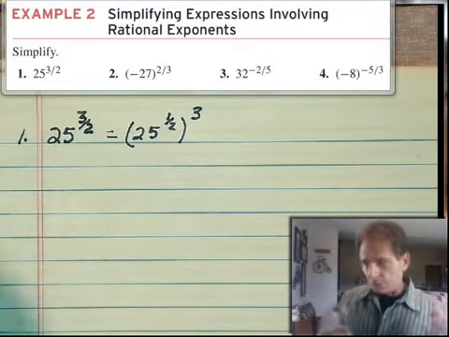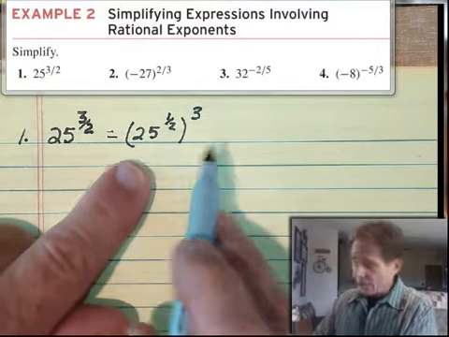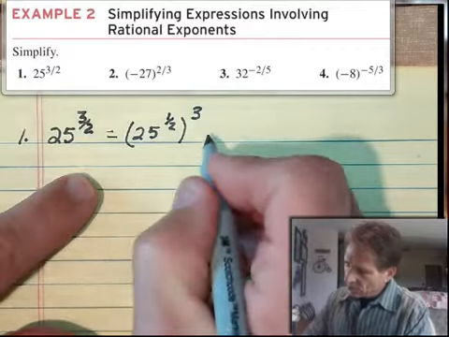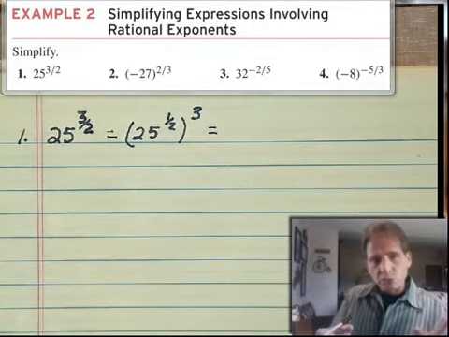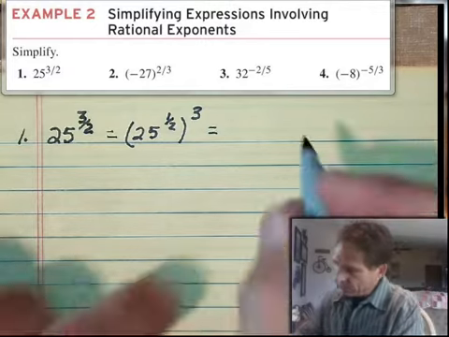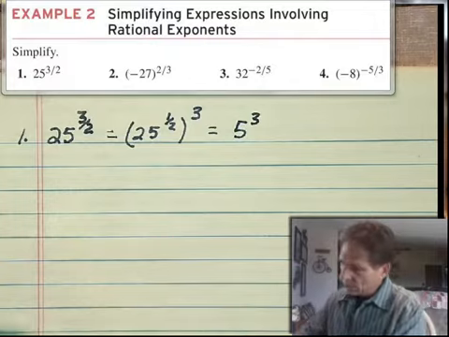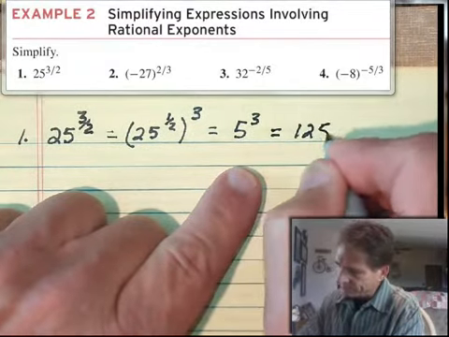Well, now with order of operations, we could just take the square root of 25 first and then cube it. So that's what the meaning of this is. So, the square root of 25 means find a number times itself twice to give me 25, which would be 5. And now cube it, which would be 5 times itself 3 times, or 125.